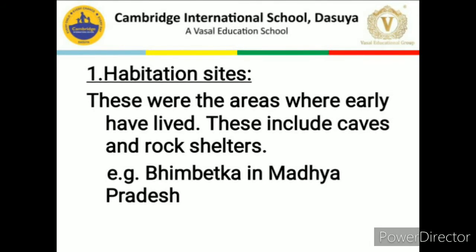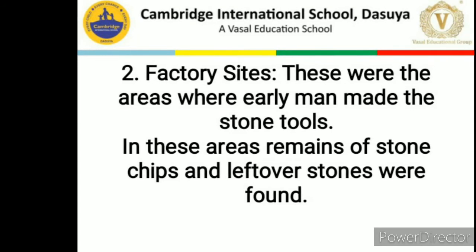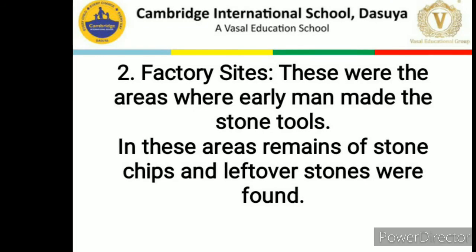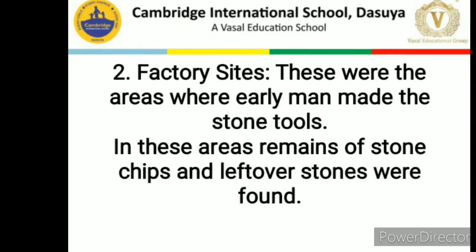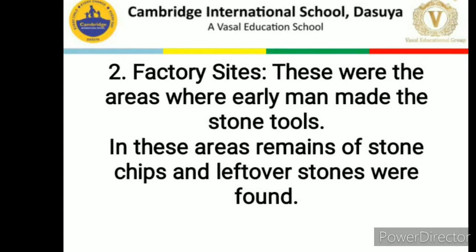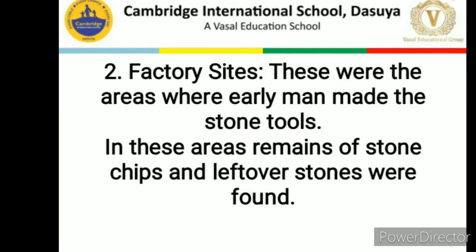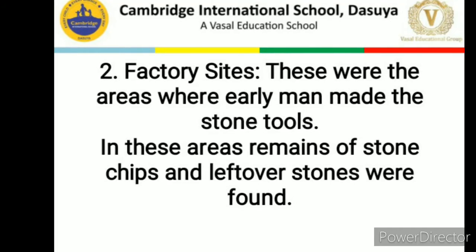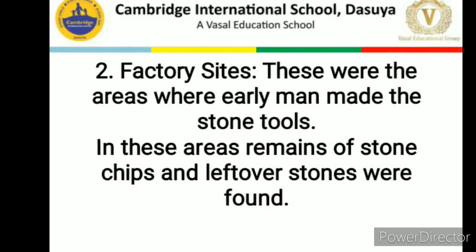Now our next site is factory sites. As the name suggests, factory means the working area, the area where something is manufactured or prepared. So what did the early men prepare? They prepared the stone tools. So these were the areas where early men made the stone tools, called the factory sites.